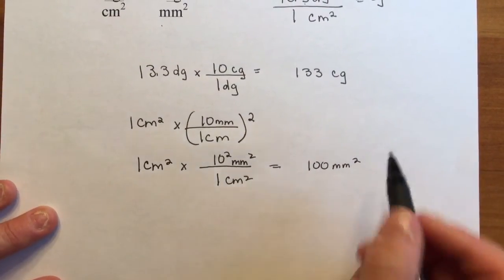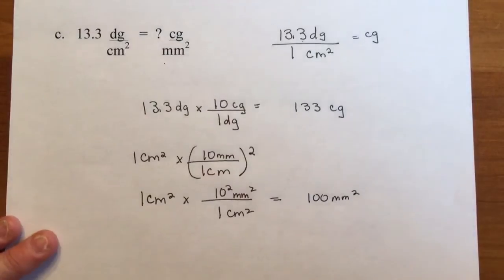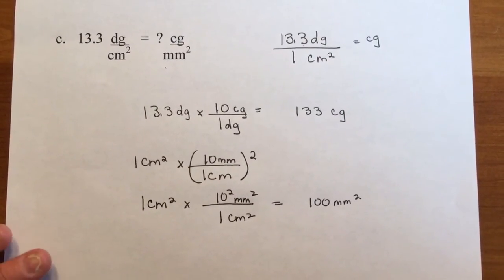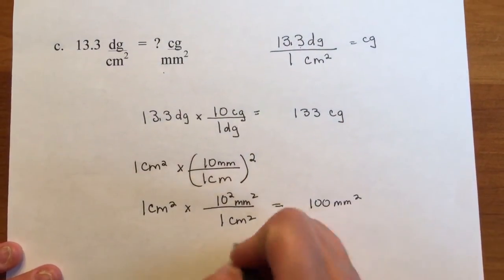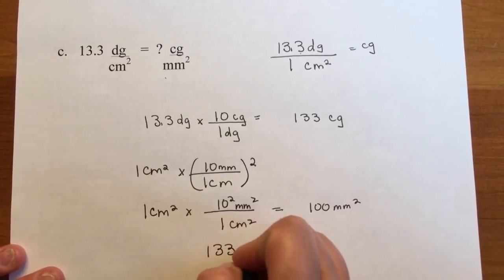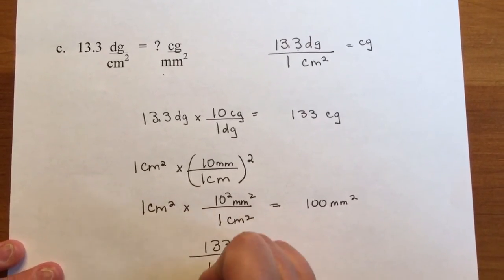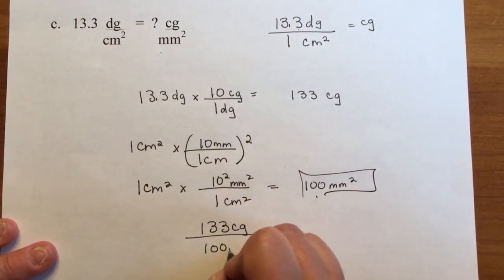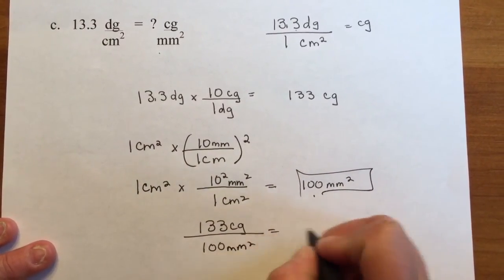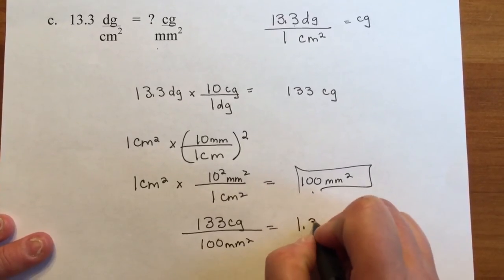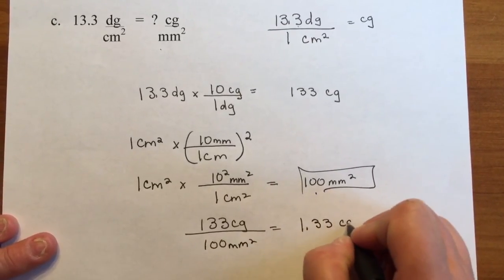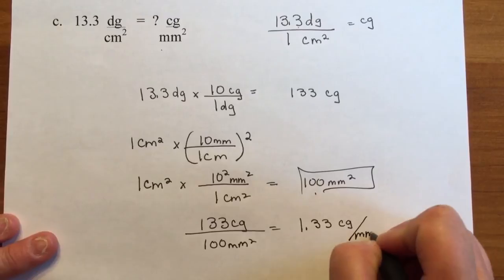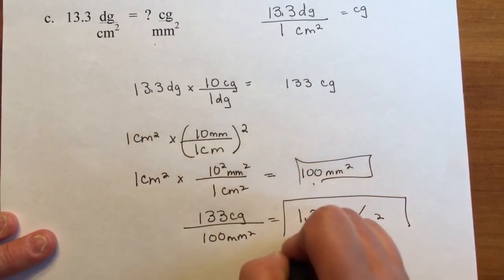Now, remember, the whole idea is to get centigrams over millimeters squared. So I'm going to take the 133 centigrams and divide it by my second answer, the 100 millimeters squared. And when I do that, I get 1.33 centigrams per millimeter squared. I hope this helps you.